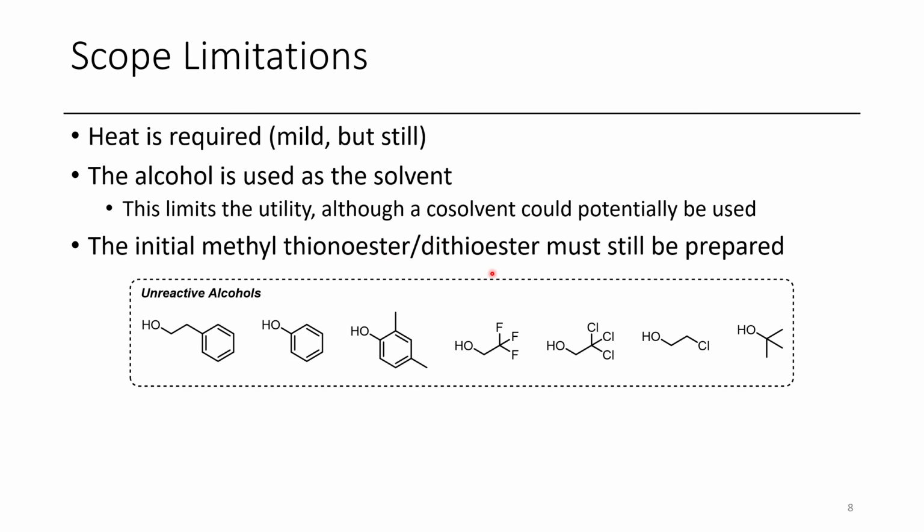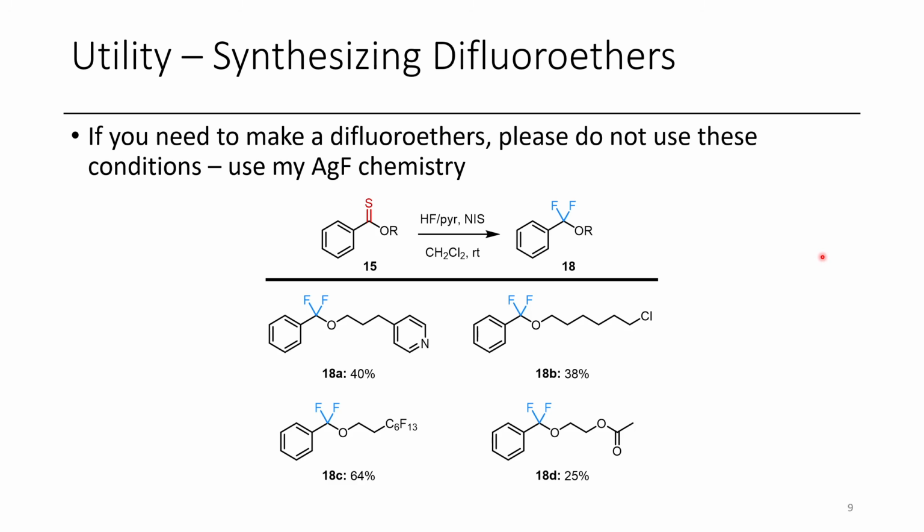Now, the final disadvantage is that the methyl thionoester or the dithioester must be prepared. So dithioesters are typically prepared using Grignard chemistry and subsequent alkylation with an alkylating agent such as iodomethane if you're going to make the methyl dithioester. But overall, there's other methodology that exists to access these types of compounds. Now, it's still a disadvantage because you somehow have to put it on there, but overall, it makes it a lot easier to build a diverse library of building blocks.